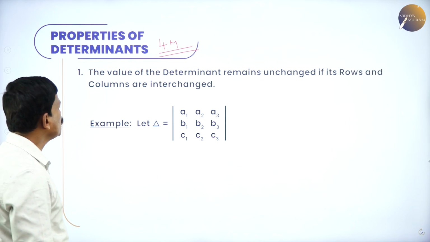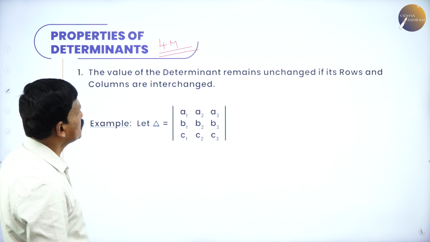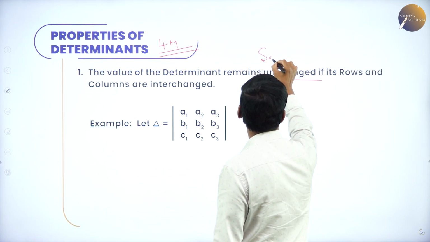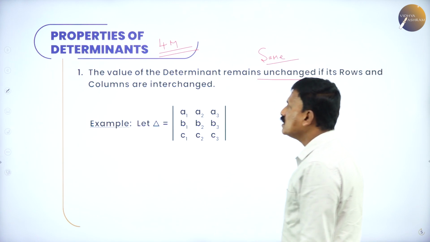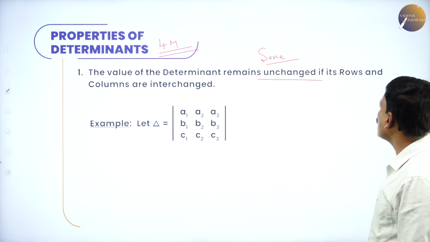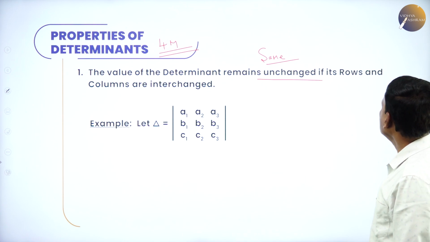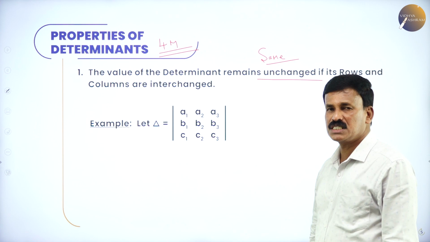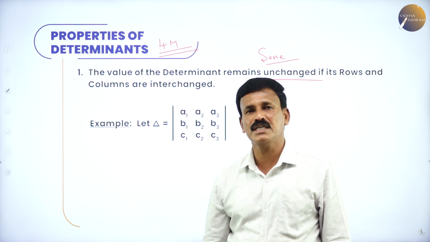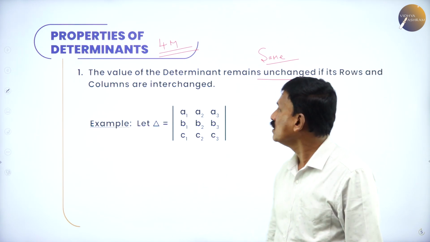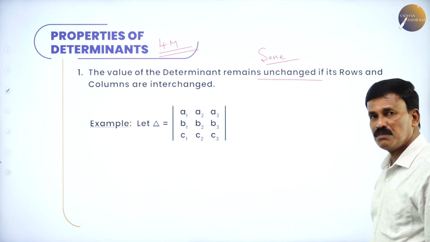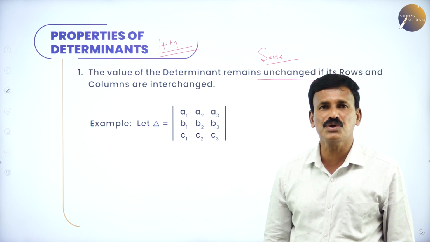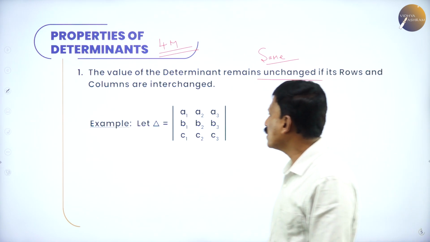What is the first property? The value of a determinant remains unchanged, remains the same, if its rows and columns are interchanged. If I transpose this determinant, the value of the determinant will remain the same. If it is transposed, then the value will remain the same.